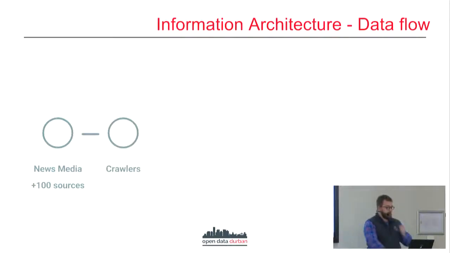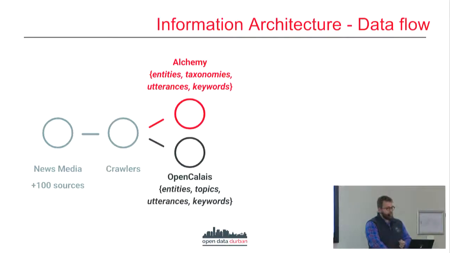And these are scraped by our crawlers, which pull, basically you're looking for the date of publication, you're looking for the author, and you're looking for the text, and naturally the URL, just because you can extract who wrote it from the URL. And then that raw text gets fed into Alchemy, where you're looking for entities, taxonomies, which are hierarchical associations of things, utterances, and keywords. Very, very powerful engine. And then also through Thomson Reuters' Open Calais, where you're looking for entities, topics, which are slightly subtly different from taxonomies, as well as utterances and keywords. These two often fill in the blanks for each other, so they're quite a good pair to use together.